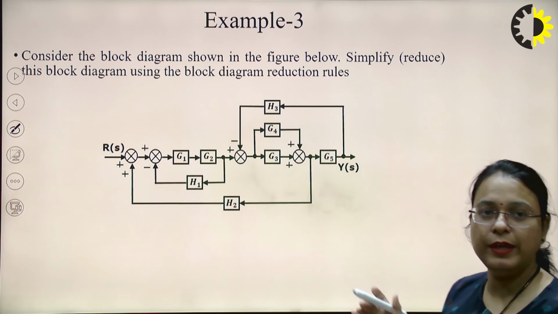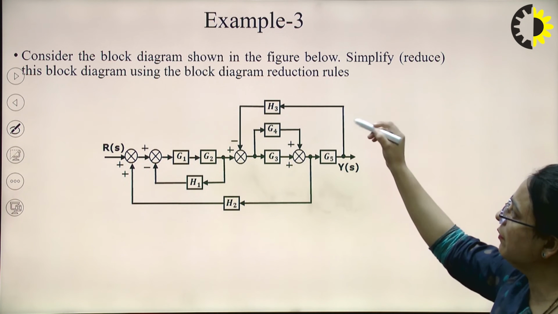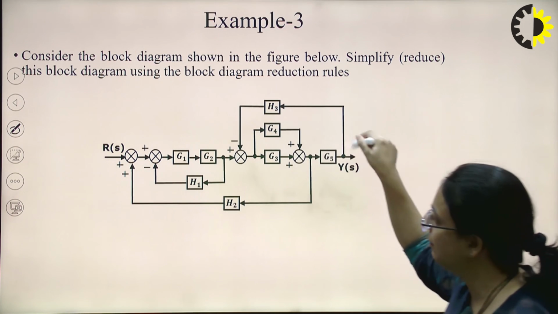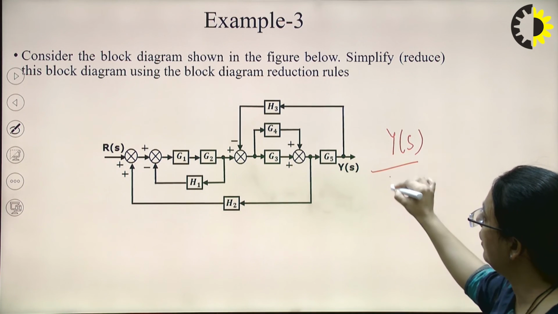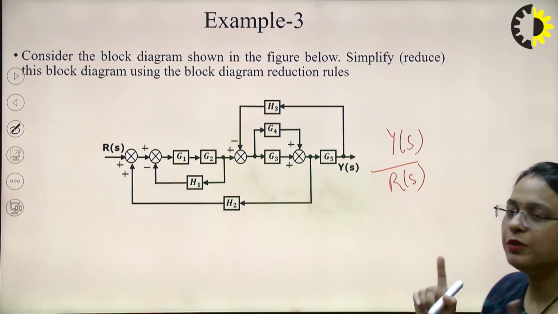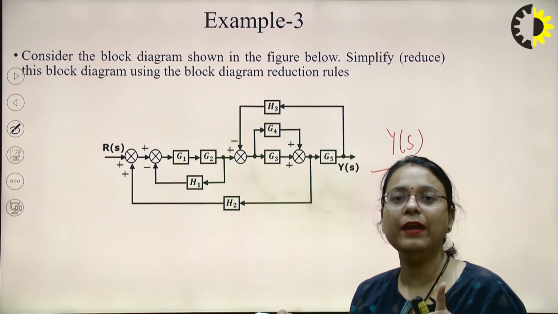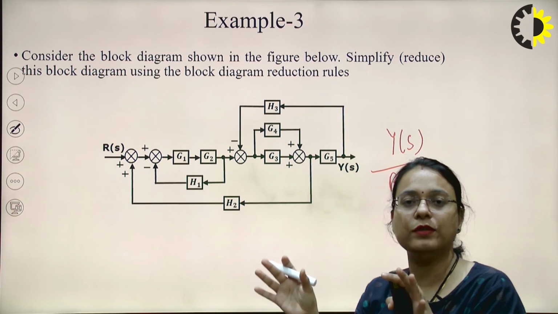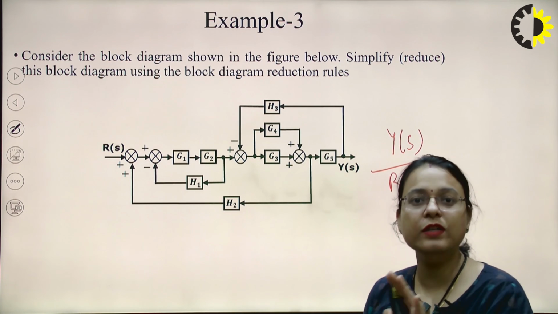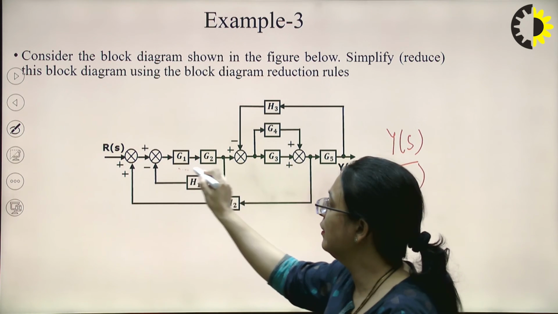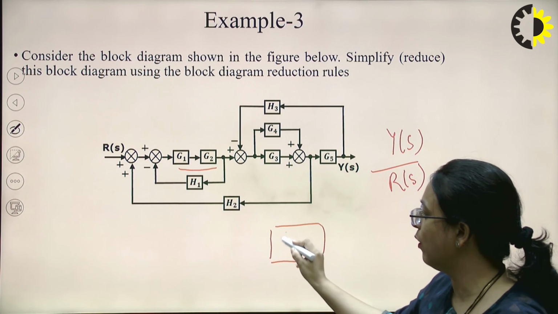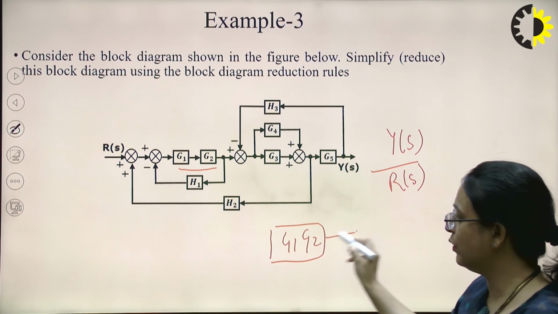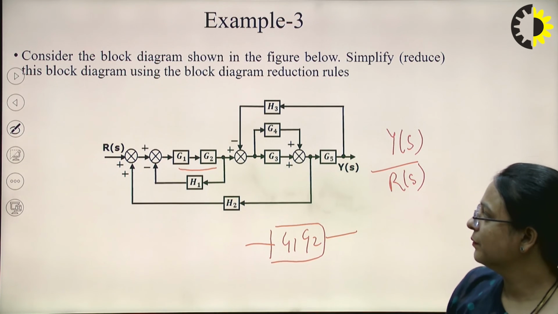So this is one of the examples. Here you can see we have to simplify this block diagram and find the transfer function, that is Y(s) upon R(s). The first approach is to see whether any blocks are connected in series, and simplify them first. Here you can see these two blocks are connected in series. So I can convert them into a single block with the multiplication of their transfer functions, simply like this.